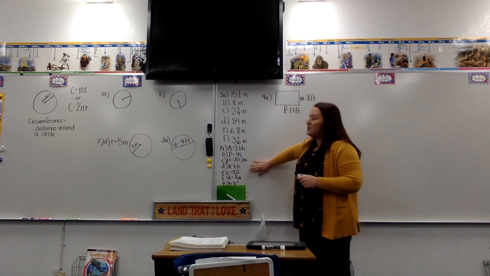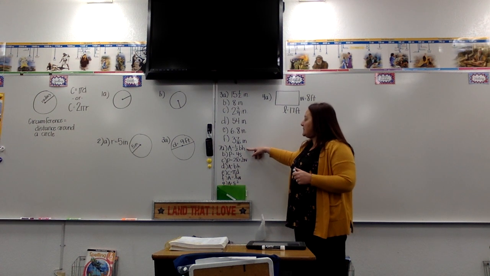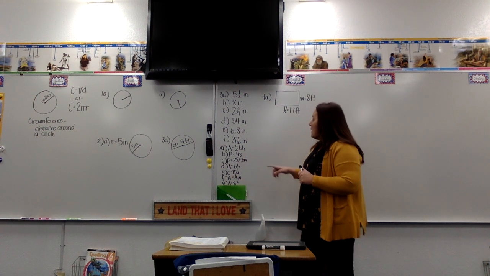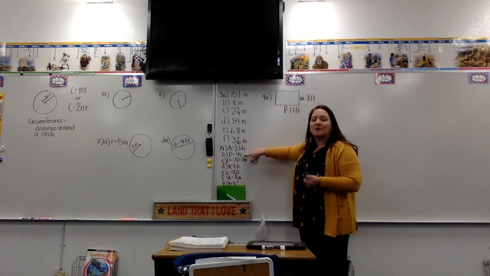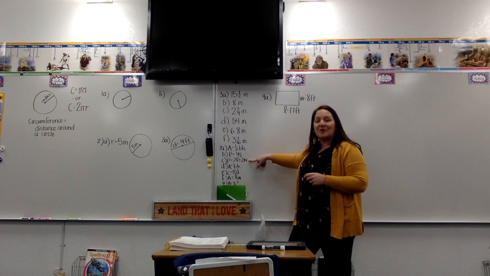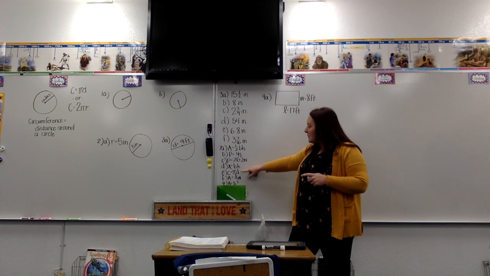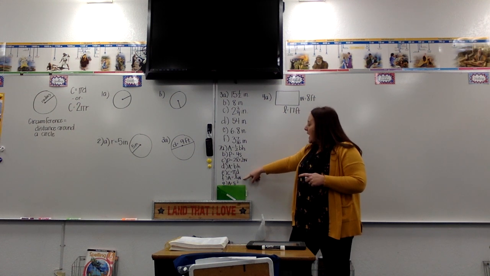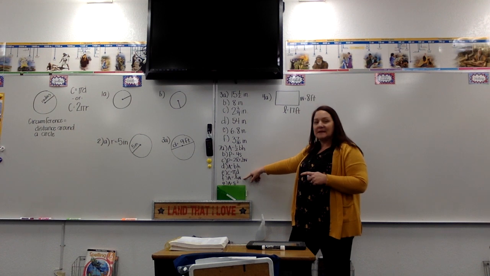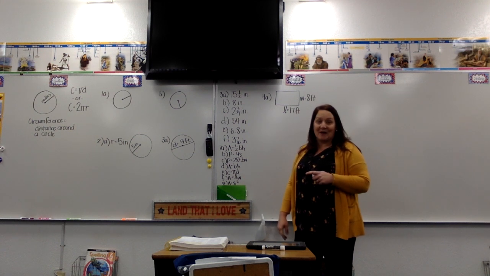And then 7A through G are your formulas. So area equals 1/2 base times height for a triangle on A. B, perimeter equals 4S for a square. C, perimeter equals 2L plus 2W for a rectangle. D, area equals base times height. E, C equals pi D, or pi times diameter. F, A equals LW, or length times width. And G, area equals S squared.